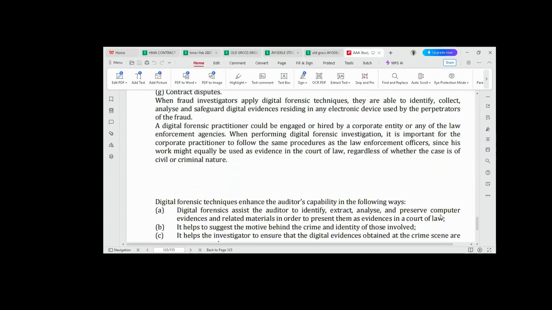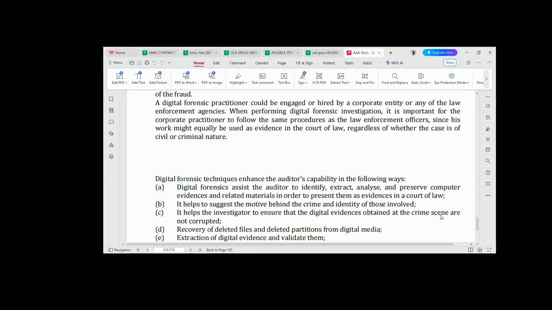Now, some of the digital forensic techniques enhance the auditor's capability in the following ways. These are some of the benefits of digital forensics to the auditor. Digital forensics assists the auditor to identify, extract, analyze, and preserve computer evidence and related materials in order to present them as evidence in a court of law. It helps to suggest the motive behind the crime and the identity of those involved.